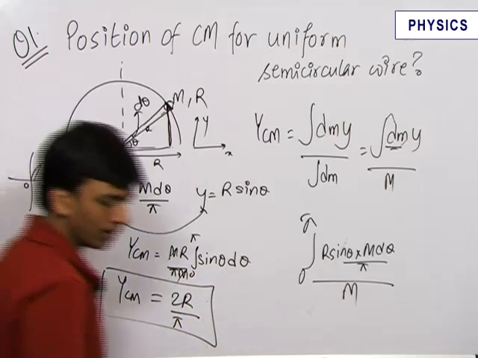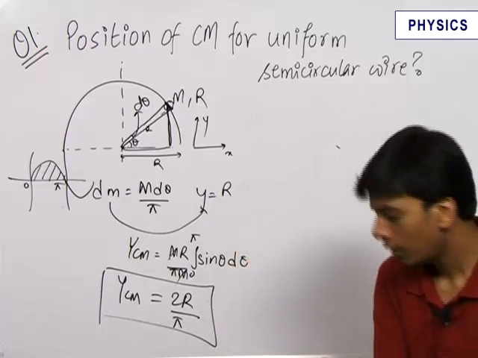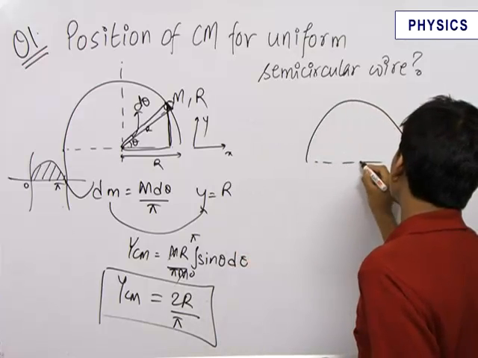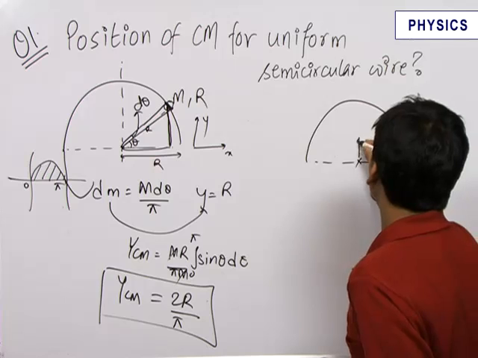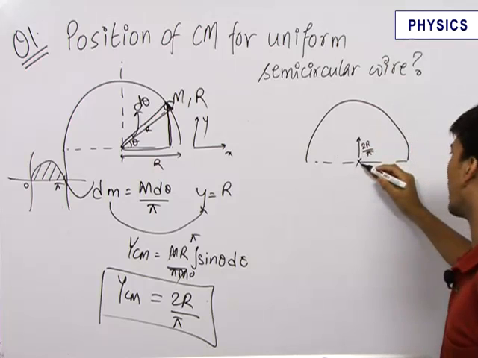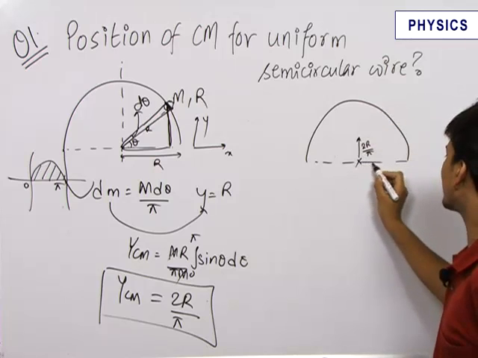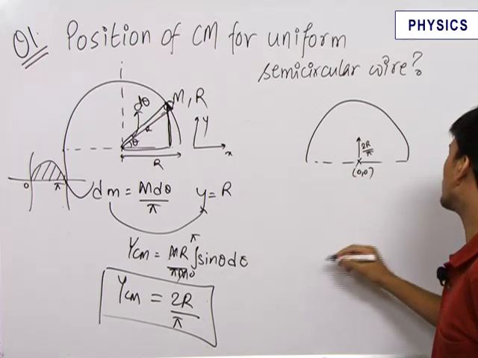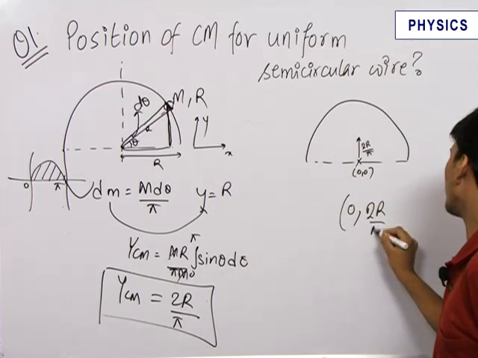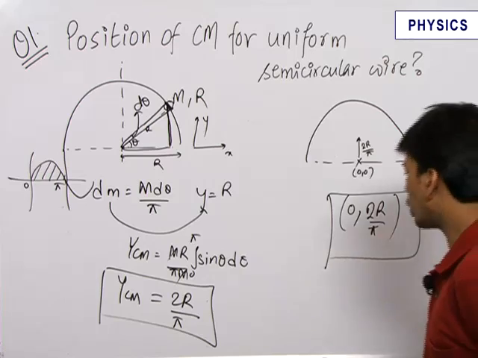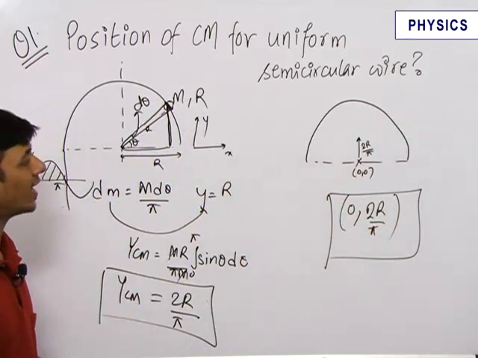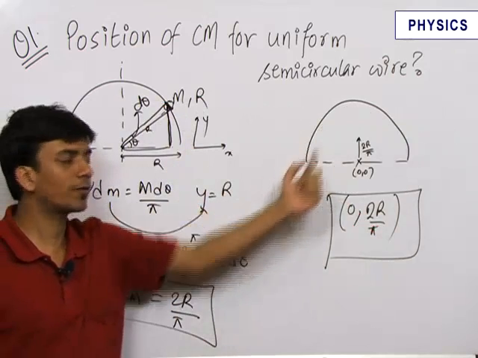So we can now say that for a uniform semicircular wire, the position of center of mass is at a distance of 2r upon pi above the center of the semicircular wire, and the x coordinate is 0. If we assume this to be 0, 0, the coordinates of the center of mass come out to be 0, 2r upon pi. So you should also remember this result, that the center of mass of a semicircular wire is located at a distance of 2r upon pi above the center of the semicircular wire.